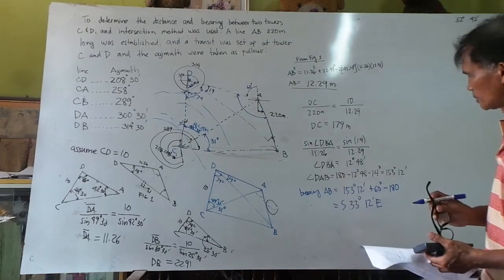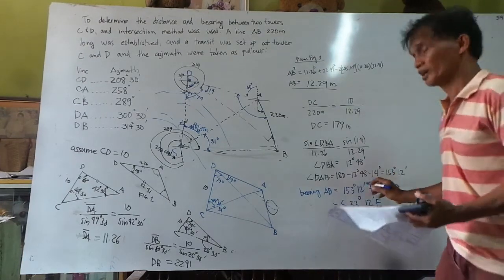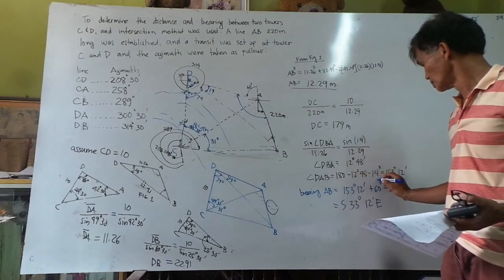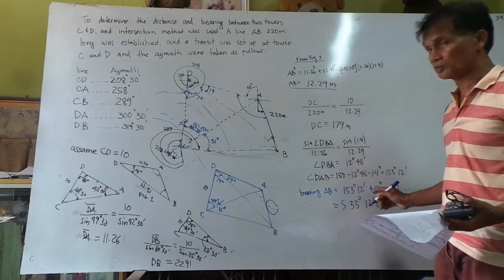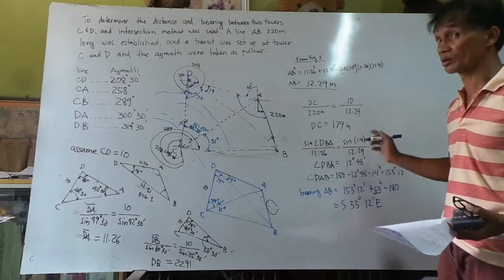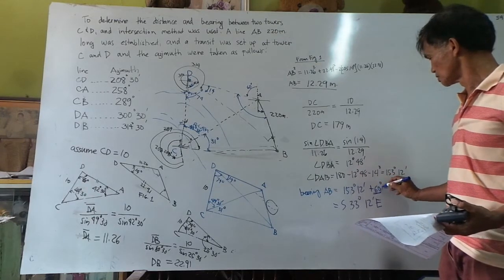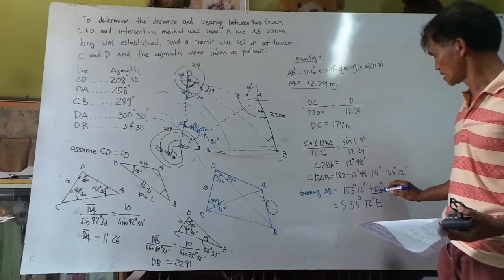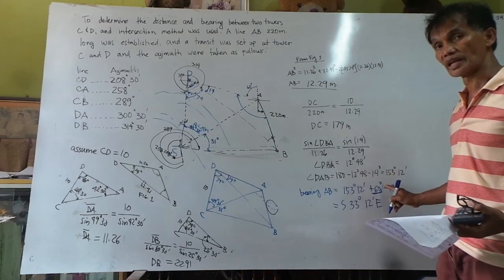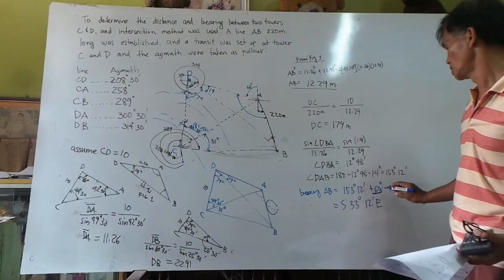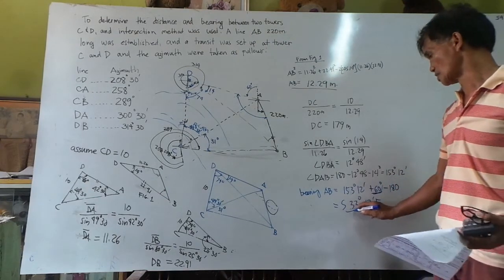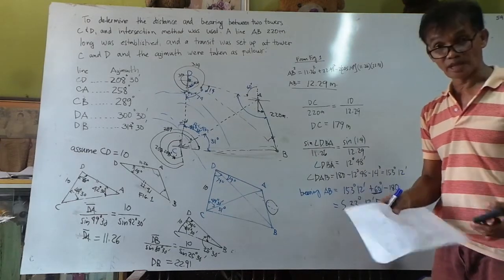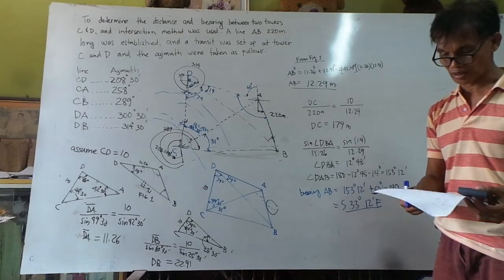Now take note that in my solution to your module 3, there's something wrong there. The value there is 54 degrees 30 minutes, which is wrong. It was a typing mistake. So change that one to 60, instead of 54 degrees and 30 minutes. Then you will have this answer.